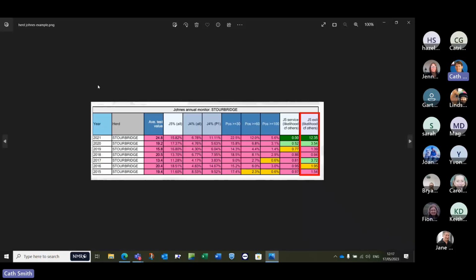Let's try that one. Yeah, there we go. So it's a different sort of comparison herd. We can see here there's an awful lot of pink going on. So our levels aren't quite where we'd want them to be, perhaps.